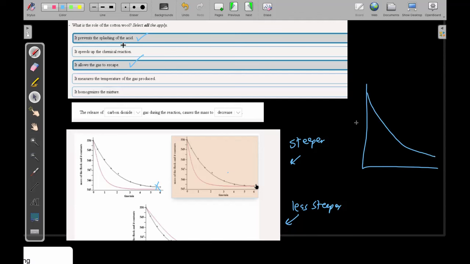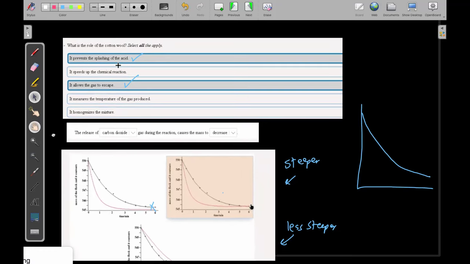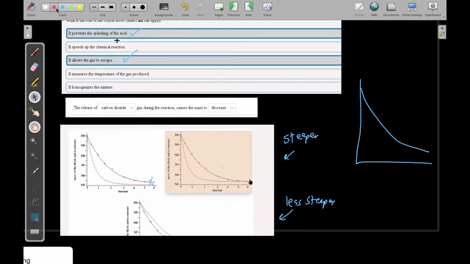So if this is the original curve, what should happen? The rate of the reaction will be faster. So what happens when you change the temperature? When you change the temperature, the rate of the reaction will be faster. So this means a steeper curve. So the curve will be steeper. Take care, this is a steeper curve.